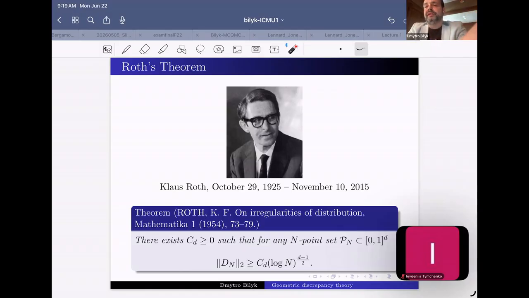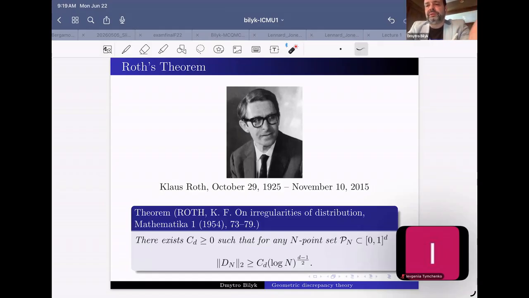Roth, who died about 11 years ago. So this theorem says the following. Let me read it. It gives a lower bound for the L2 discrepancy, and as I just said, this in particular gives a lower bound for the L infinity, for the extremal discrepancy, just because it's bigger. Okay, and the lower bound is the following. There is some dimensional constant, so that asymptotically the L2 discrepancy grows at least as log n to the d minus 1 over 2.